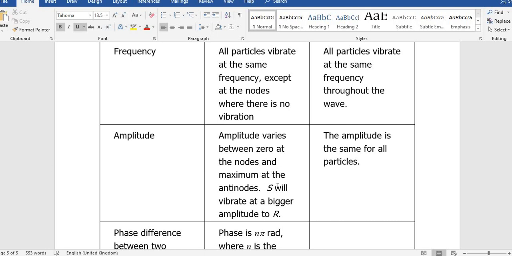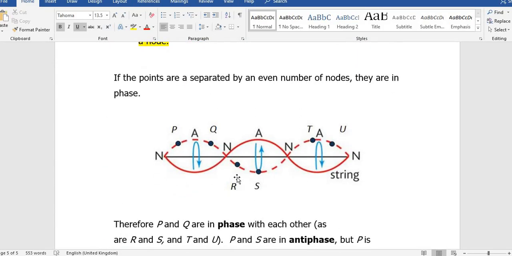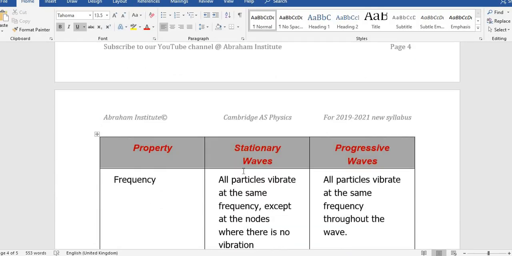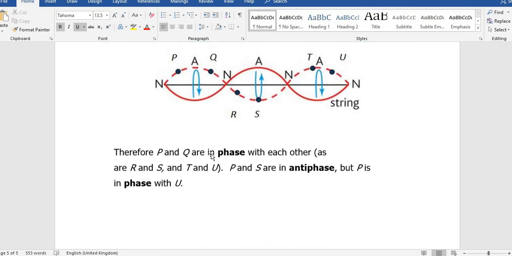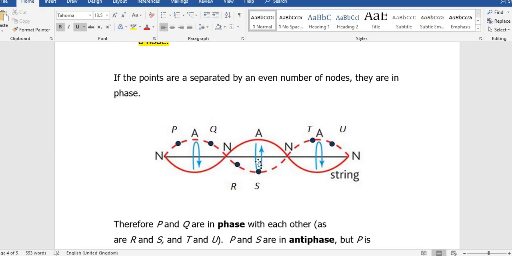At the antinodes, S will vibrate at a bigger amplitude compared to R. Can you see it will move all the way here? Here it goes only up to this point. So S will have a greater amplitude compared to R. Now again, don't confuse this with the displacement also. Again, something common, because this is a standing wave. Each point is like separate, we can say. Now again, you might think displacement, like what I explained, but actually it is the amplitude, because it is not a progressive wave, it's a stationary wave.